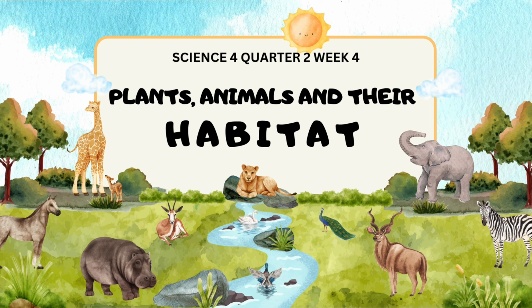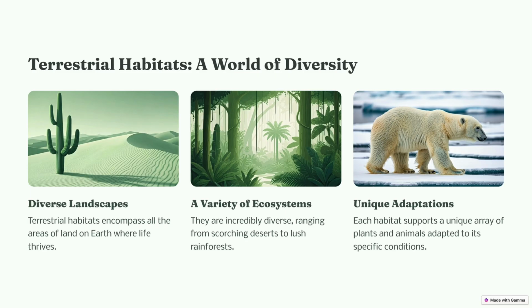And for this week, let's talk about plants, animals, and their habitat. So let's divide our week into three because we're going to talk about three kinds of habitat. We have the terrestrial habitat, aquatic habitat, and we also have the aerial habitat. So let's start with the terrestrial habitats, a world of diversity. So it is being described as diverse landscapes.